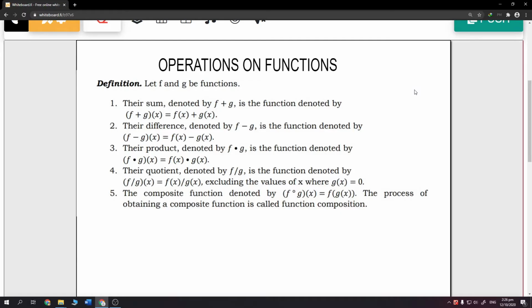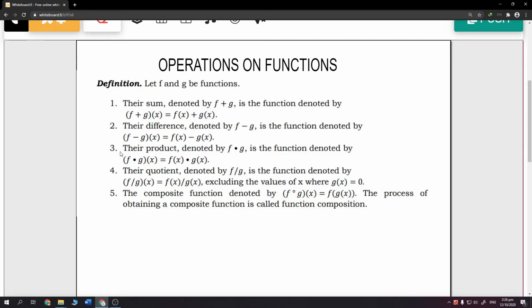Hello everyone, and now we are going to discuss operations on functions. But before that, let us set up the first definition. Let f and g be functions. Their sum is denoted by f plus g. It is the function defined by (f plus g)(x) equals f(x) plus g(x). Number two, the difference, denoted by f minus g, is the function defined by (f minus g)(x) equals f(x) minus g(x).